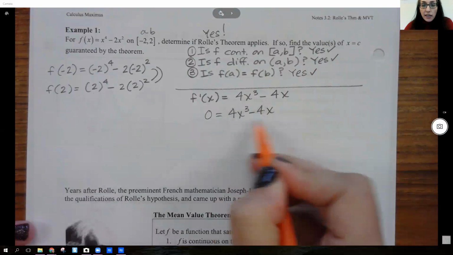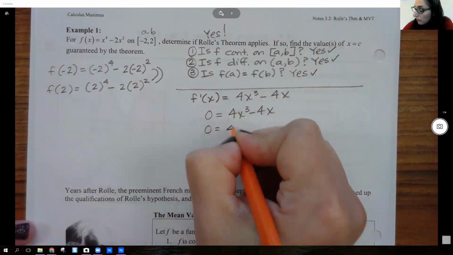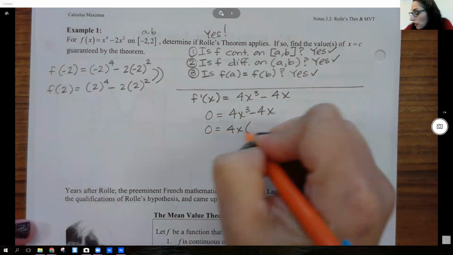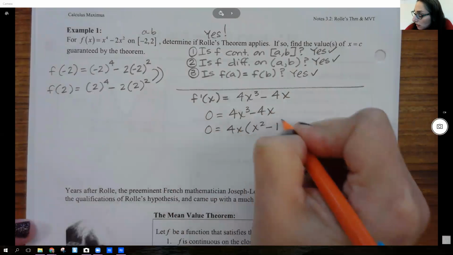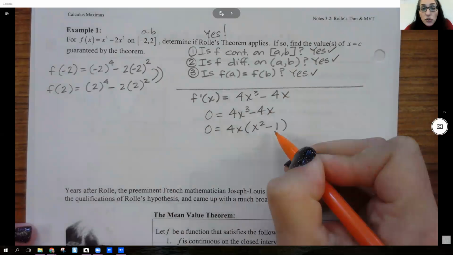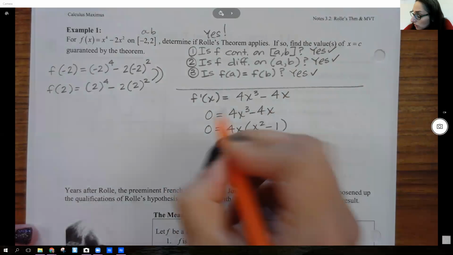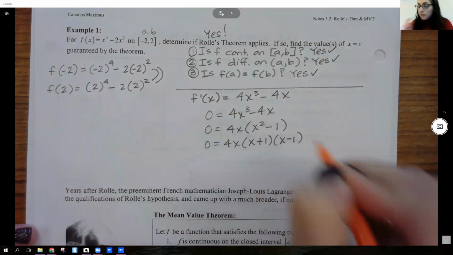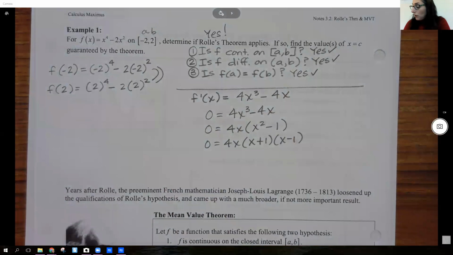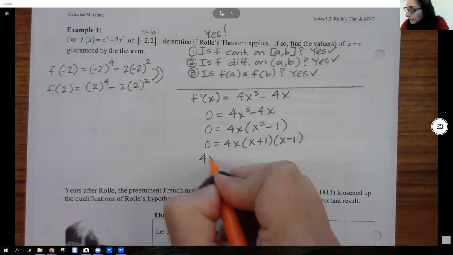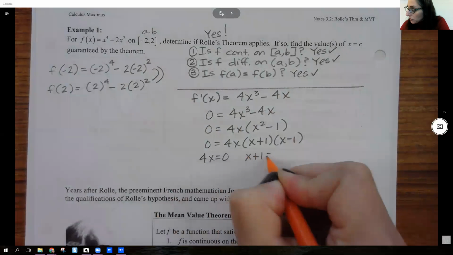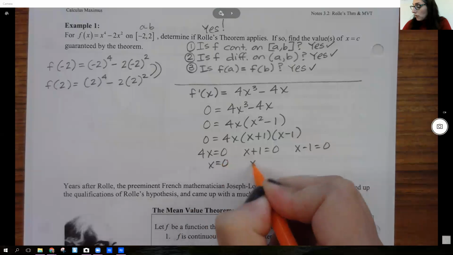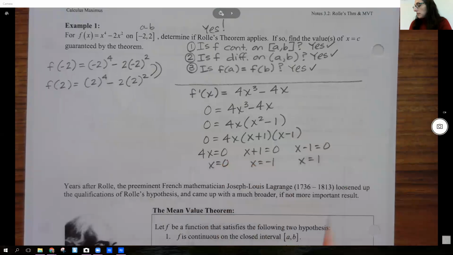So take out a GCF, take out a 4x. You're left with x squared minus 1. We could keep factoring this. That's a difference of 2 squares, right? So 4x, x plus 1, x minus 1. Okay. So you're going to have 4x equals 0, x plus 1 equals 0, x minus 1 equals 0. So 0, negative 1, and positive 1.